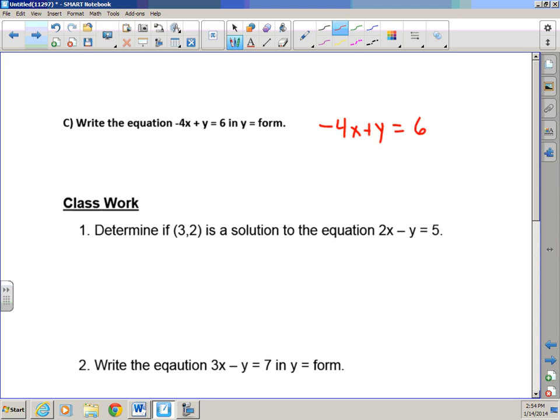Well, what's attached to y? A negative 4x. So now I just add 4x. Those cancel. And now I have y by itself.